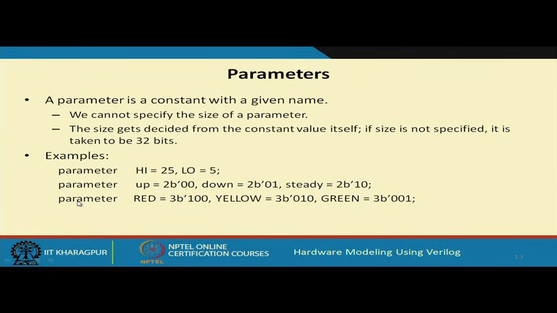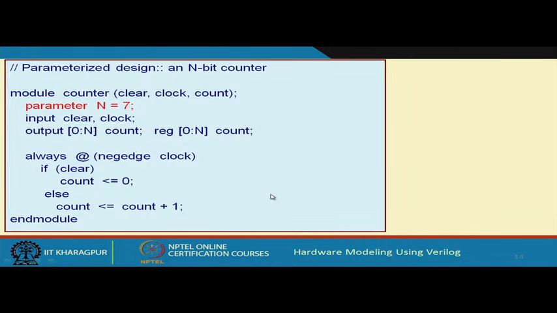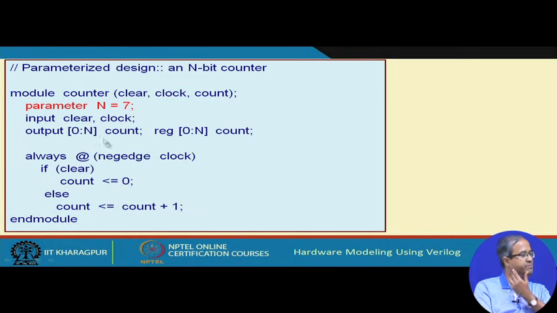Similarly, for a traffic light controller system, let us say you can define red as a 3-bit number 100, yellow as 010, green as 001. Okay. These are some examples. And just one Verilog complete module I am showing that uses a parameter. This is an n-bit counter. So, I am declaring it as an n. Okay. Clear, clock, count, clear and clock are the inputs, count is the output. This is 0 to n, and because I am using it on the left hand side, I am also declaring it as reg. So, this counter counts at the negative edge of the clock. So, it is negedge.